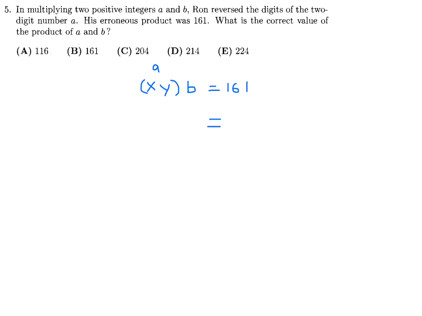Now, 161, the good news is that it factors into only two numbers, 23 and 7. So we can do a direct comparison of this A and B. B is most likely the 7, and this A is most likely the 23. So if we reverse the digits of A, instead of 23, it would become 32. And then if you multiply that by 7, what is the product? 32 times 7 is 224. So number 5, the answer is E.